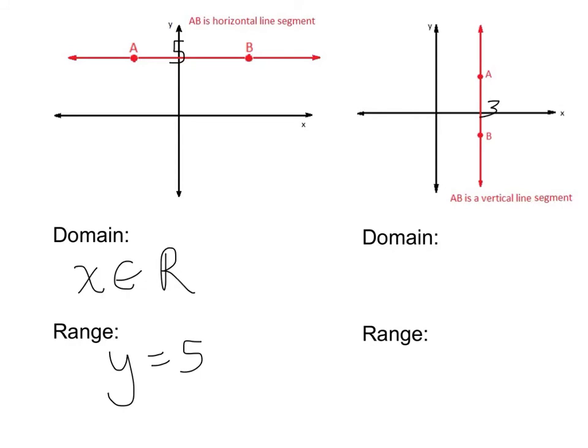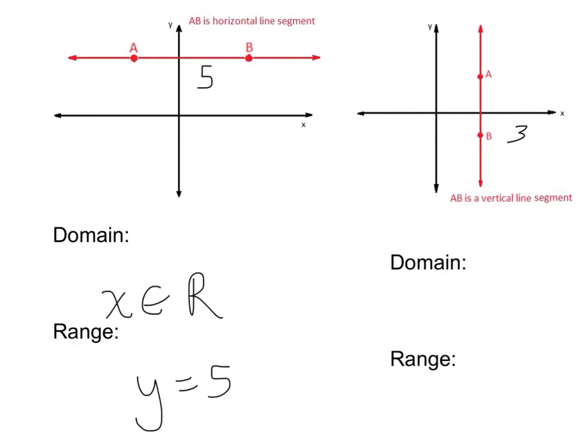And let's make this one 3. Let's have a look at this graph. This is a vertical line. So if we look at the domain and we ask ourselves, what values of x does it take on? In this case, it only takes on one value, so x is equal to 3. However, if we look at range, we ask ourselves, how low does it go? It goes down to minus infinity. It goes up to infinity. So in this case, the range is y belongs to the real number system.